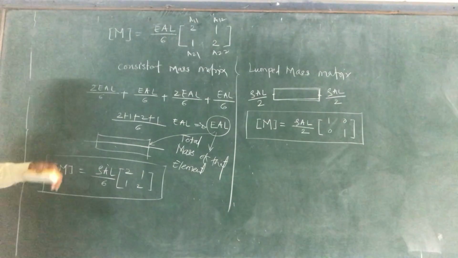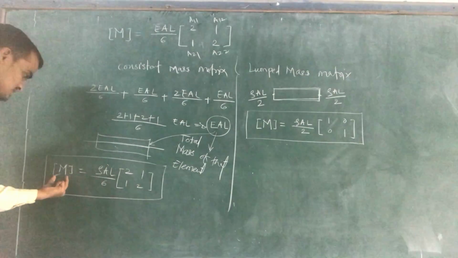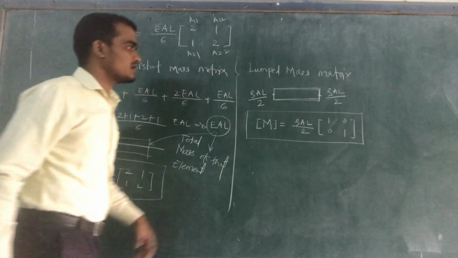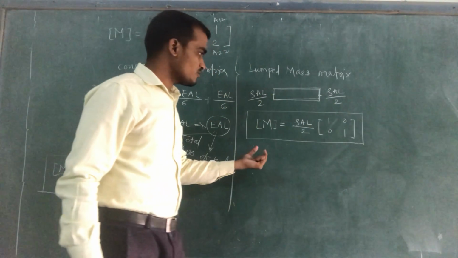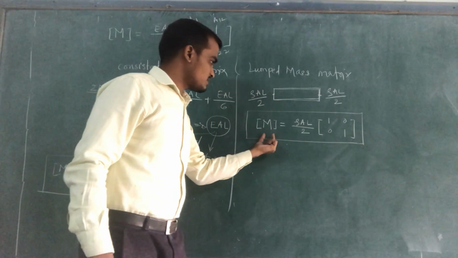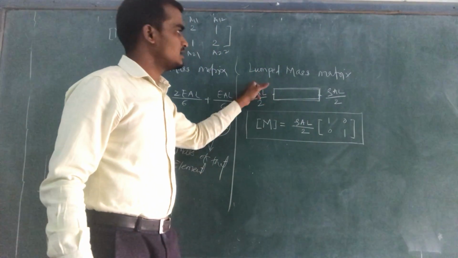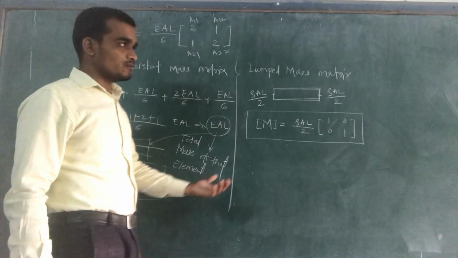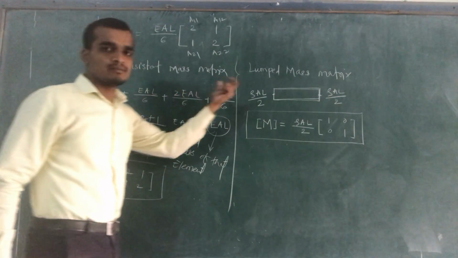Okay, if the total mass is distributed over the element, then we can say that such a mass matrix system is known as a consistent mass matrix system. And if the total mass is distributed over only nodes, then we can write this mass matrix as rho into A into L by 2 into this matrix, and it is known as a lumped mass matrix system. In this way we can distinguish the consistent mass matrix and lumped mass matrix systems.